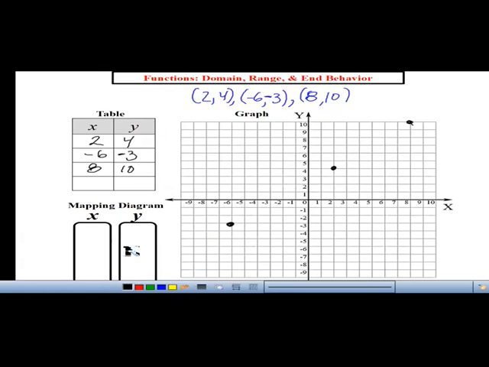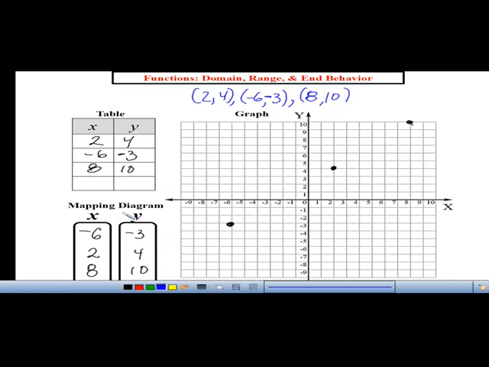Look up, please. Here's my x values that go here on the x, but look how I'm going to write it. Look up. -6, 2, 8. Now let me write my y values. Here are my y values here. Let me write them here now. -3, 4, and 10. So what do you notice? That for the mapping diagram starts from least to greatest. Same thing with the y, least to greatest.